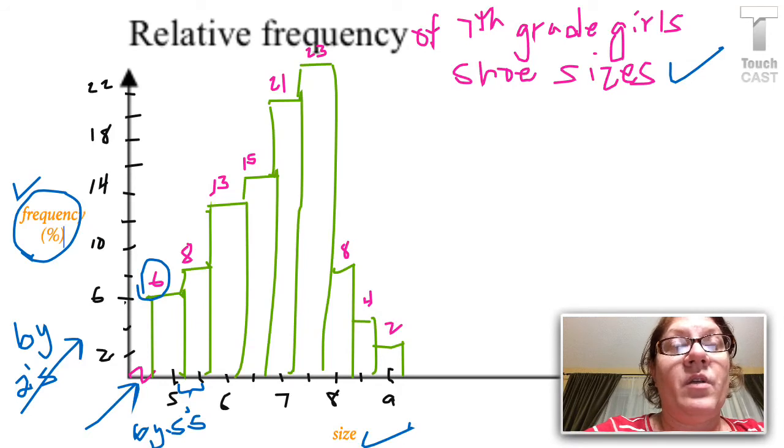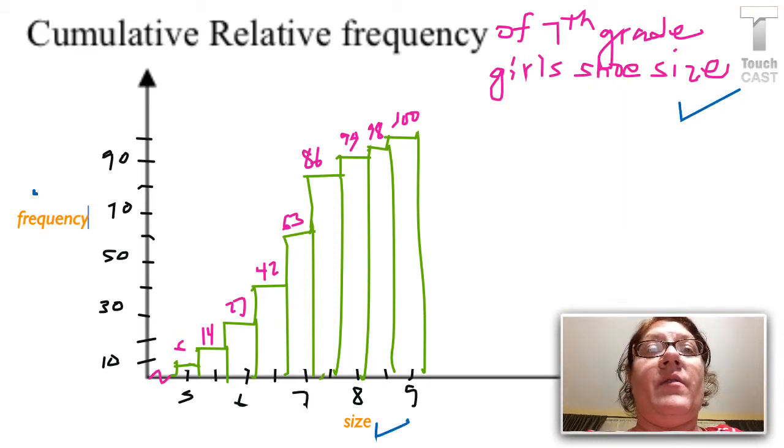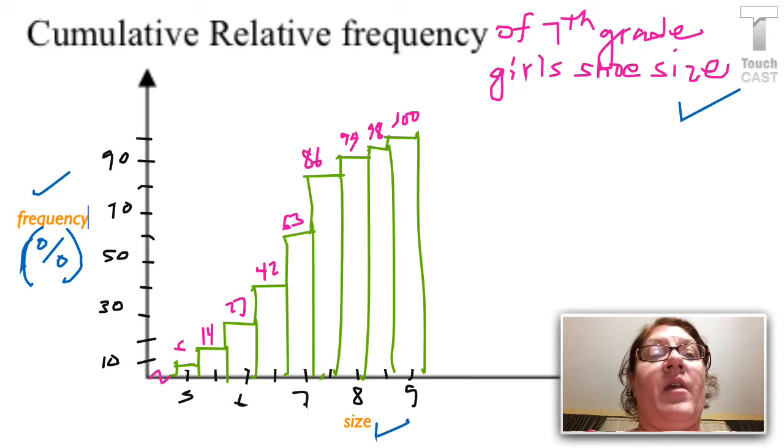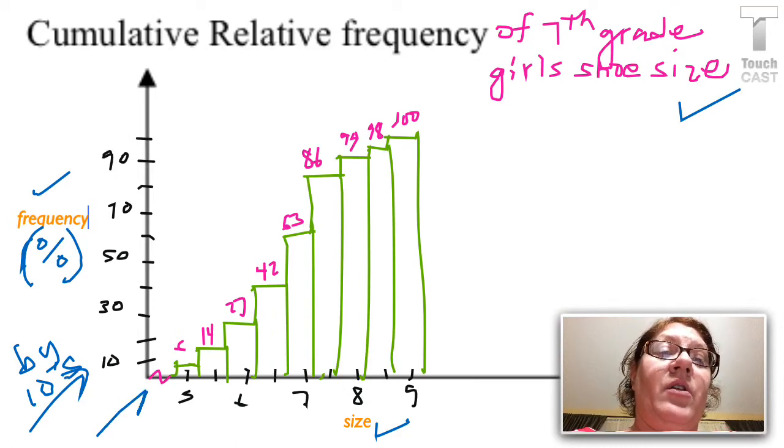Okay, moving on to the cumulative relative. So notice all my components again have a title. I have the labels on the axes. Oh, this one should have percent. Forgot that. I've scaled by tens. Again, didn't label every single one, but I have counted by tens. And here I put the notch to show that I skipped. I'm counting by 0.5s.